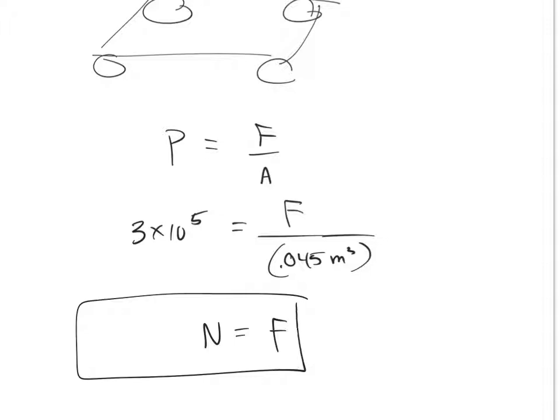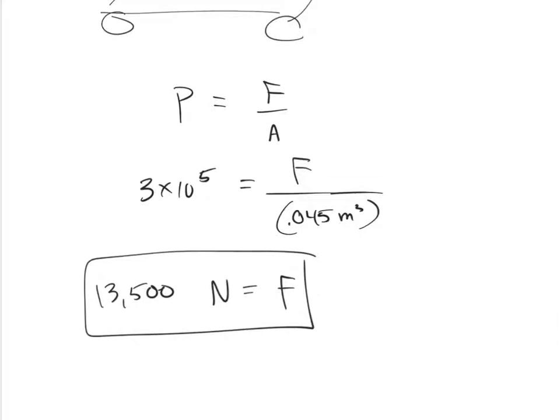What do I get? Multiply 3 times the 5th times 0.045. 13,500. Now that's for one tire. That's how much weight one tire is supporting. So the whole car's weight is that times 4. 54,000?